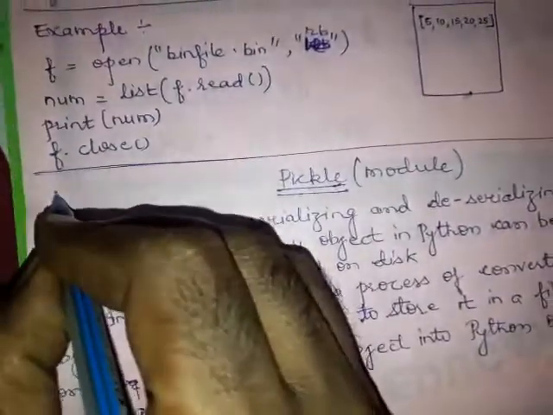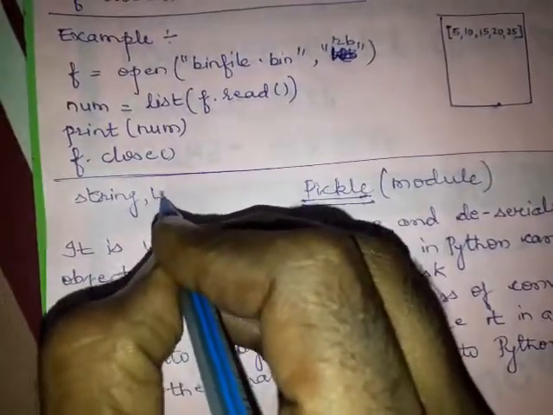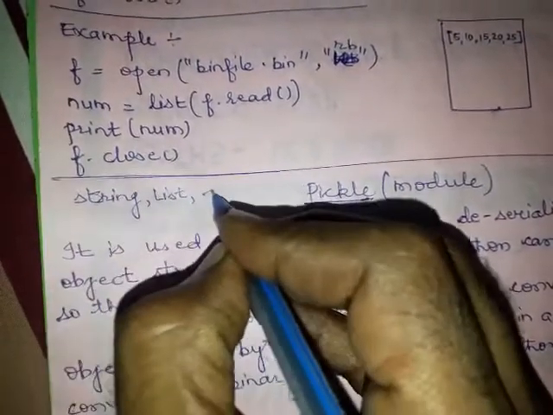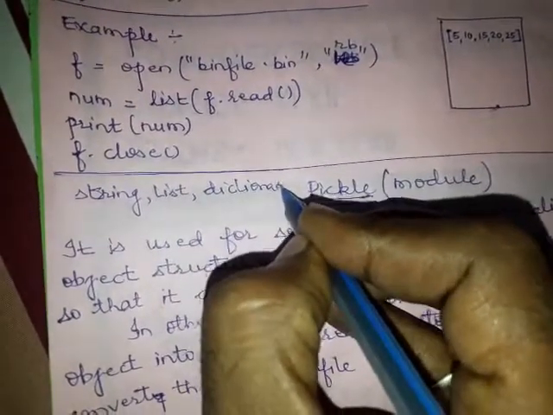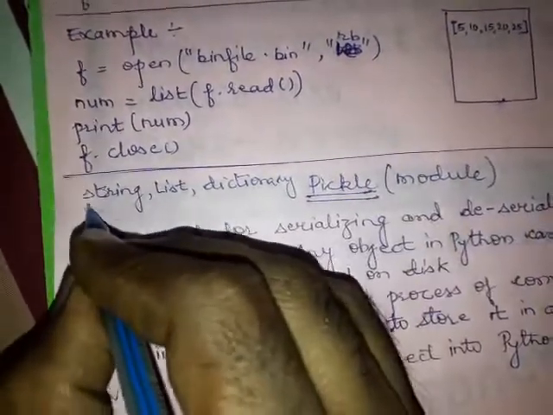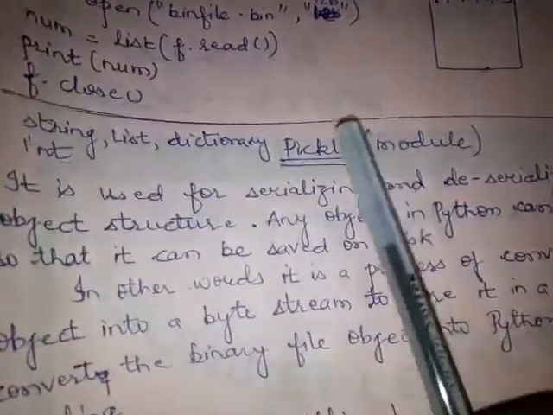What are the various Python objects? The various Python objects are string, list, dictionary, and some kind of integer values. These are various Python objects. So what is the function of the pickle module?